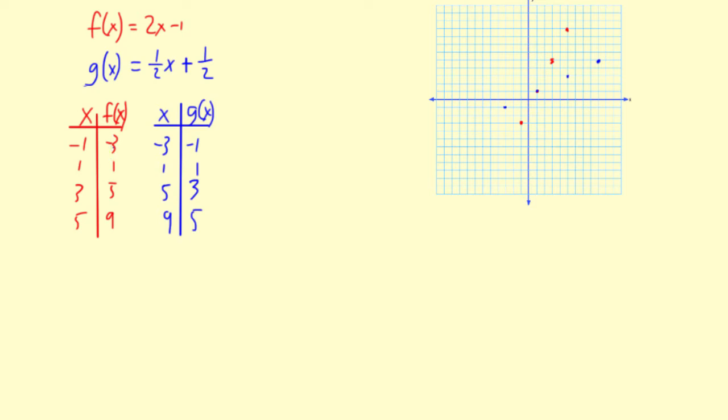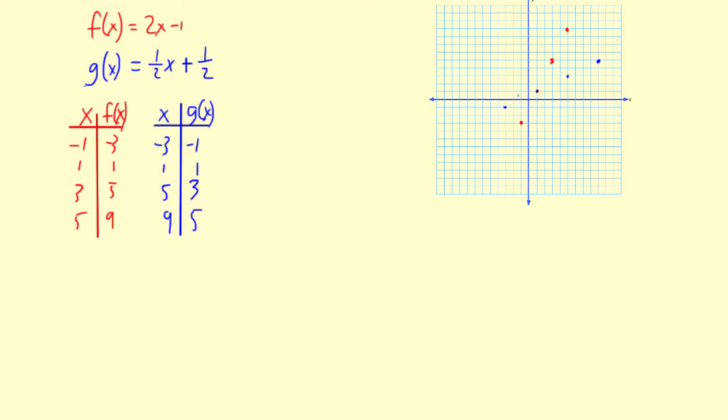First of all, with an inverse function, the inputs and outputs are switched. You can see the inputs for x, negative 1, 1, 3, and 5, are the outputs for g of x, negative 1, 1, 3, 5. And same thing, the outputs for f of x are the inputs for g of x. So the inputs and outputs are switched.